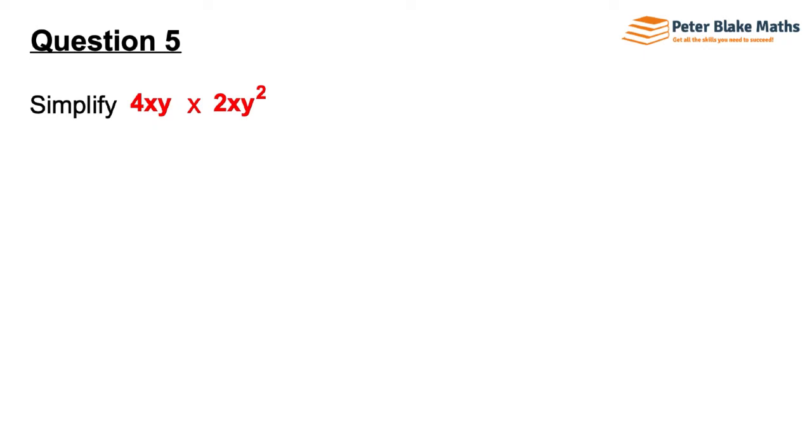Question 5. Simplify 4xy times 2xy squared.